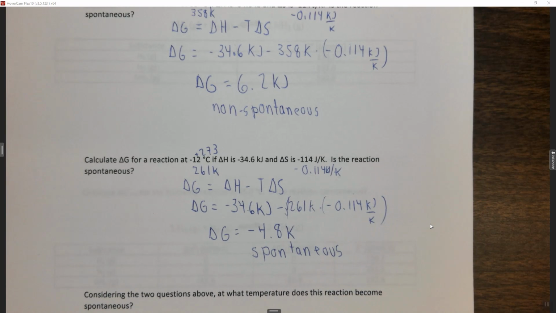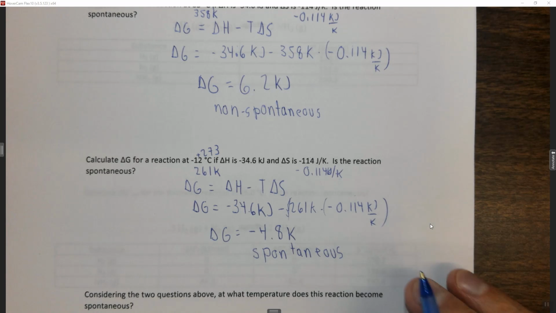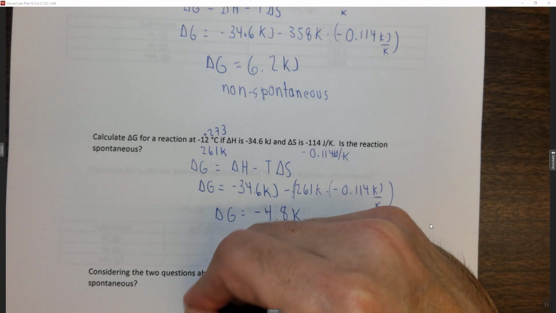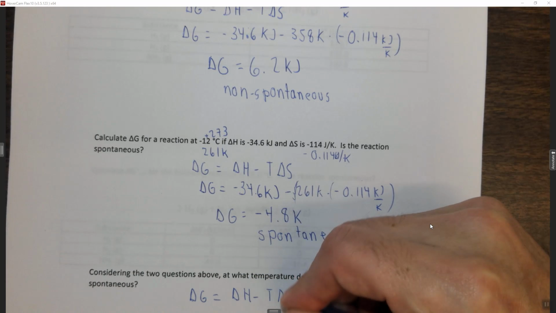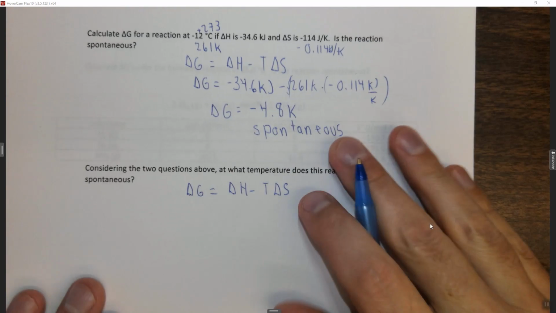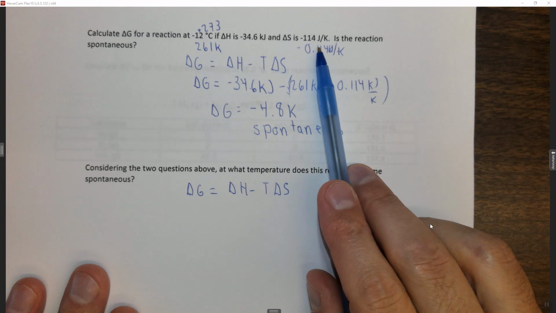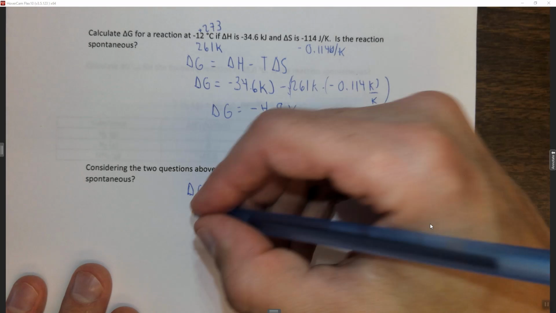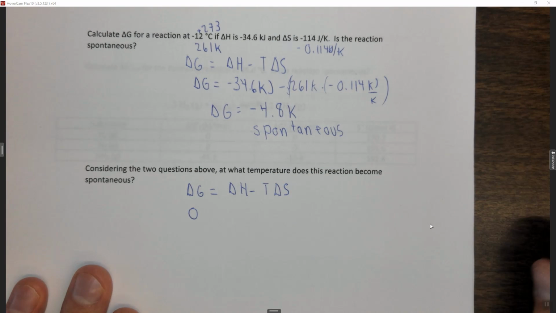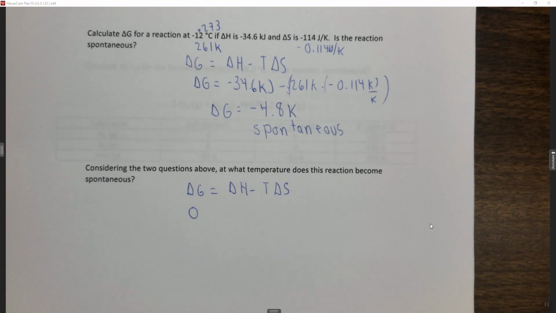Now it says, considering the two questions above, at what temperature does this reaction become spontaneous? So in this case, delta G equals delta H minus T delta S. Note that we are given the delta H and the delta S. But the inflection point where it flips from spontaneous to non-spontaneous is when delta G is 0, right? So at temperatures below whatever we solve for when delta G is 0, it's going to be spontaneous, and at temperatures above whatever we find when delta G is 0, it's going to be non-spontaneous.